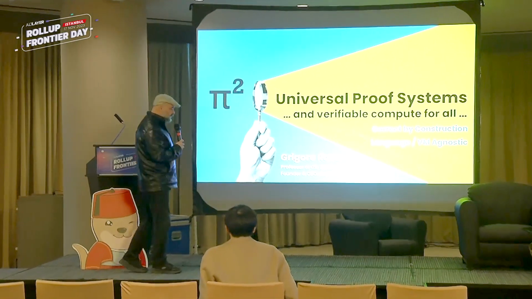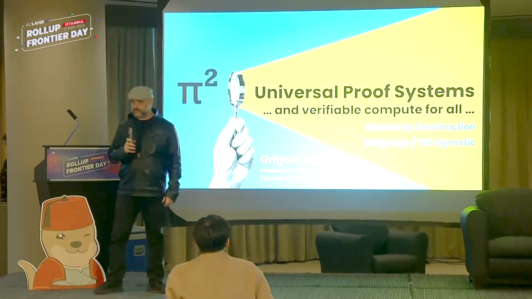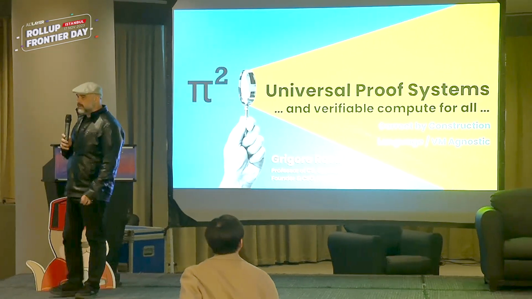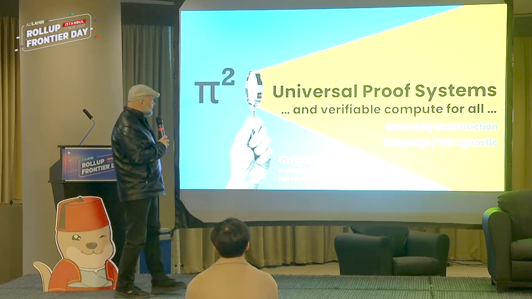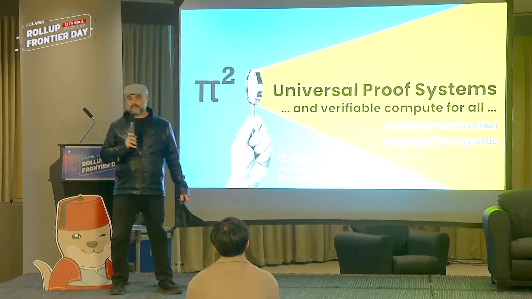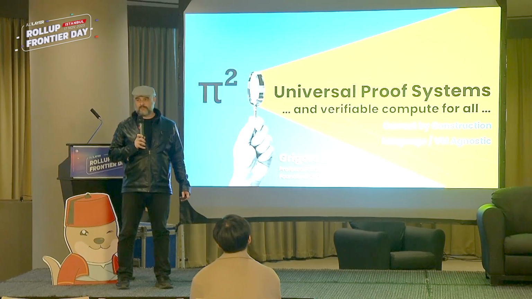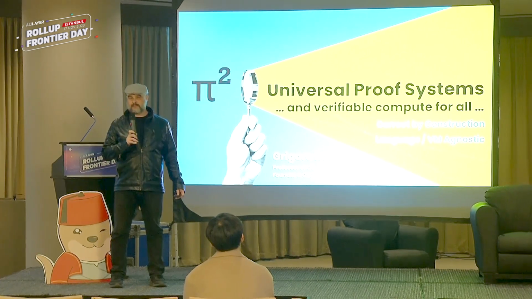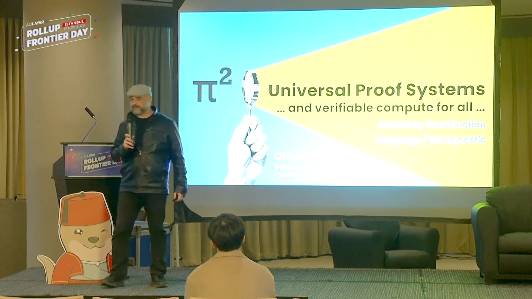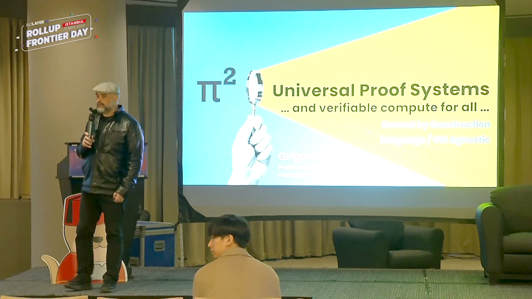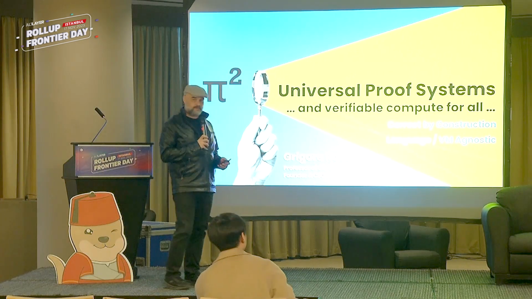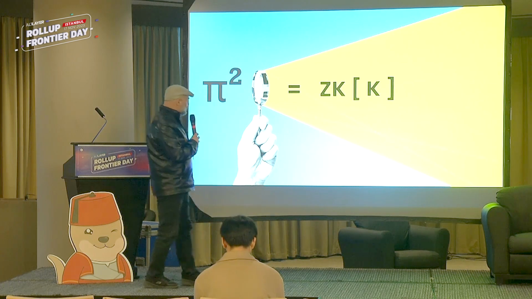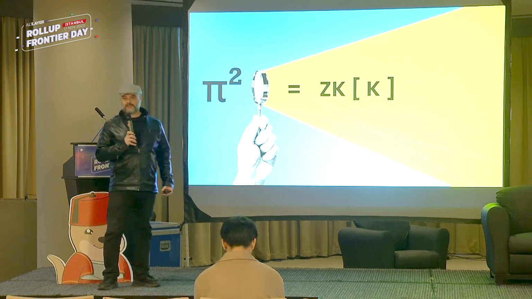And today I will talk about universal proof systems, which is a framework that allows you to have verifiable computing for any programming language and any virtual machine, correct by construction, and hopefully also very fast. So what it is and where it's coming from.